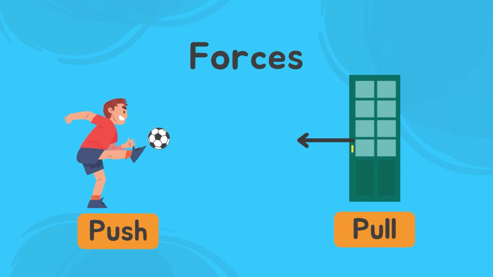For example, only when we kick a soccer ball, it moves forward. We are kicking it forward. An example of pulling is when we pull the door open.